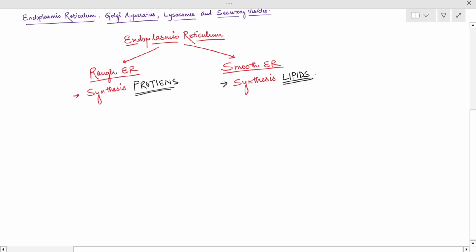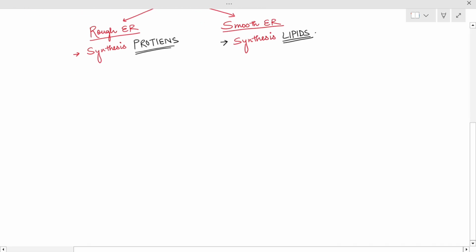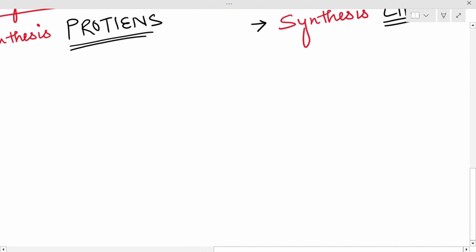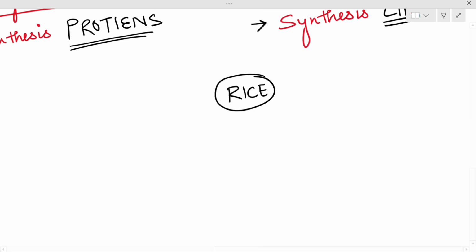Now, how this formation of protein takes place, and we will see how this protein gets processed through rough endoplasmic reticulum followed by Golgi apparatus to the targeted place. Okay, we will understand this one in a story format first. Okay, so we all know rice. We have eaten rice. It's very common to all.